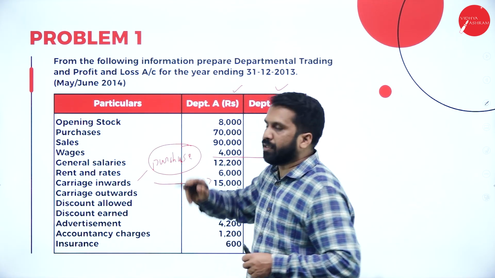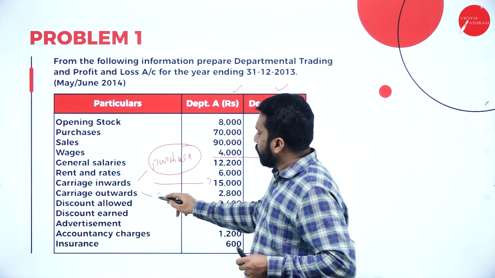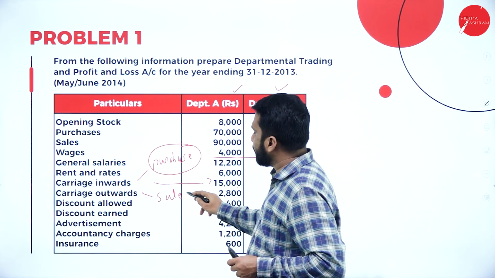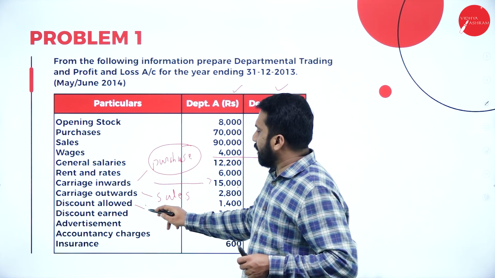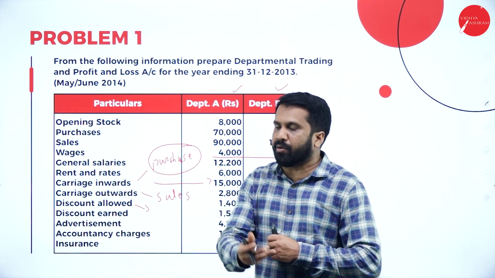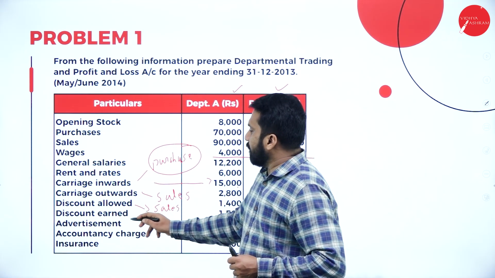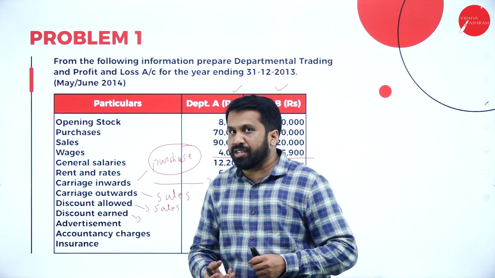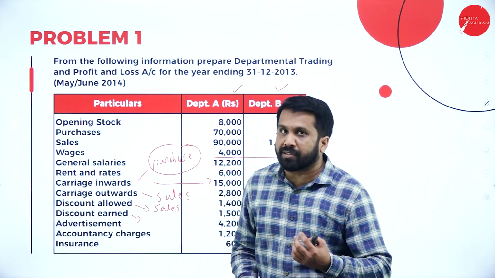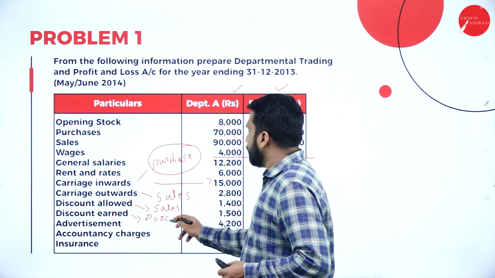Carriage inward, always remember, it goes on the basis of purchases. I'll show you all the working out how they have classified. And carriage outward, it goes on the basis of sales. Your discount allowed: at the time of sales, you will give discount. So it is on the basis of sales. Discount earned: at the time of purchasing, you ask for discount. So that is on the basis of purchases.